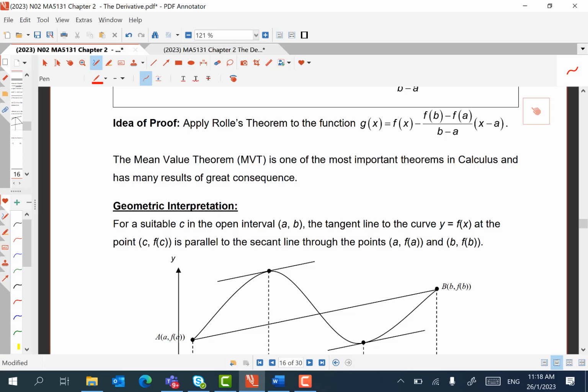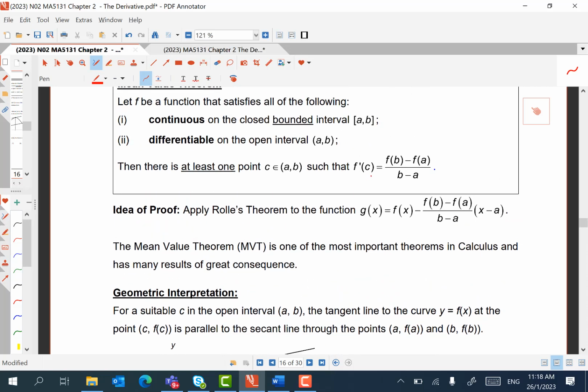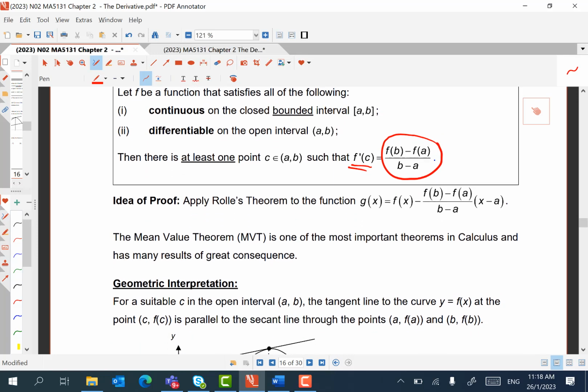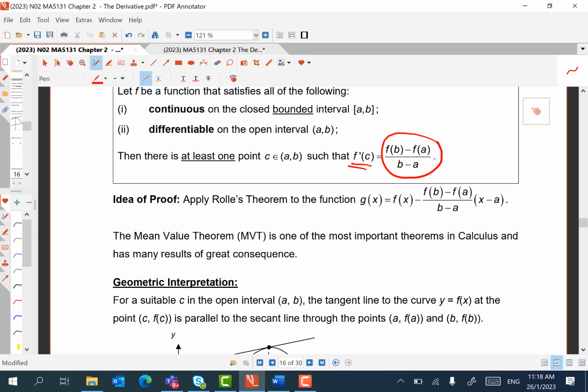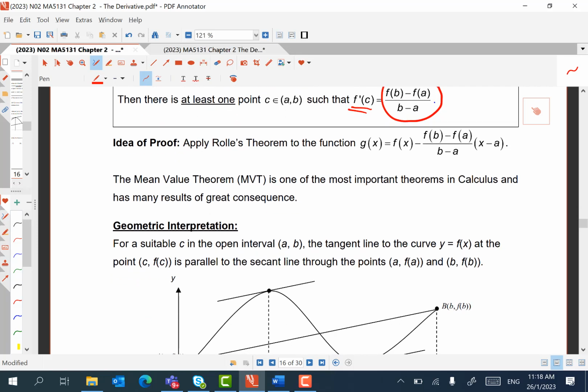Remember, the average rate of change is equal to the instantaneous rate of change. But that's zero in the case of Rolle's theorem. But for the mean value theorem, which is more general, it says that the gradient at C is equal to the gradient of the two endpoints A and B. And they have the same condition, no? Continuity on the closed interval and differentiability on the open. The good thing is you don't really need to do the proof, you just need to know how to use it.